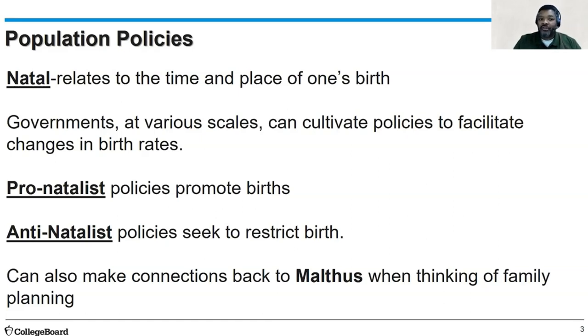That's the newborn unit. Governments at various scales can cultivate policies to facilitate changes in birth rates. They can be pronatalist, where they want to promote births, or antinatalist, to check births. When looking at antinatalist policies, you can often connect this back to Malthus when thinking of family planning. The idea is, with so many mouths to feed, we're going to eat ourselves into oblivion.